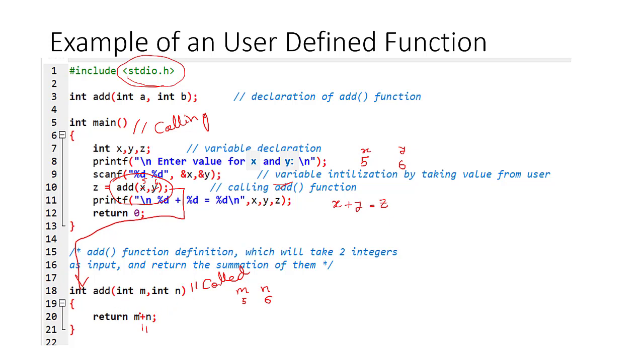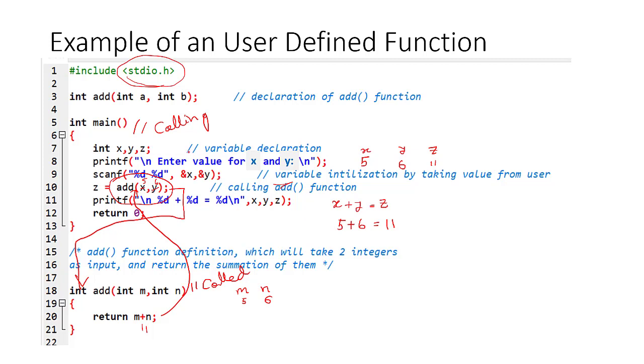So the add function will return the value to whom? To the main function. And you can see that the value m plus n will be stored in z. So z will have the value 11. After that, the printf function will be executed. You know that it is a library function. It will print in this format: 5 plus 6, that is the value of x plus y equals z, which is now 11.